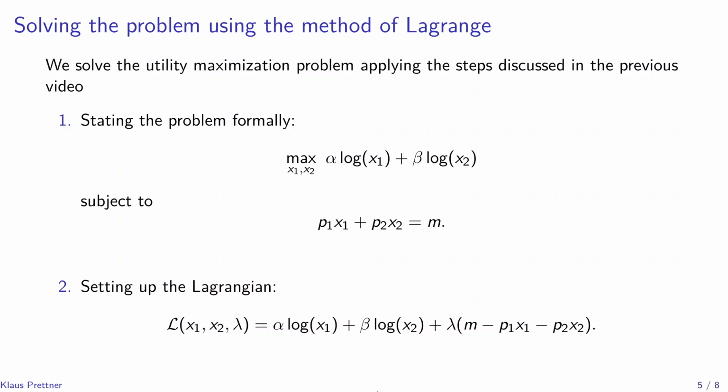So that's the formal problem statement, and we can immediately set up the Lagrangian function. We have the utility function, this expression, plus the Lagrange multiplier times the right-hand side of the constraint minus the left-hand side of the constraint. So that's the associated Lagrangian function for this logarithmic utility function, which is nothing else than the transformation of the function x1 to the power of alpha times x2 to the power of beta in terms of logarithms.